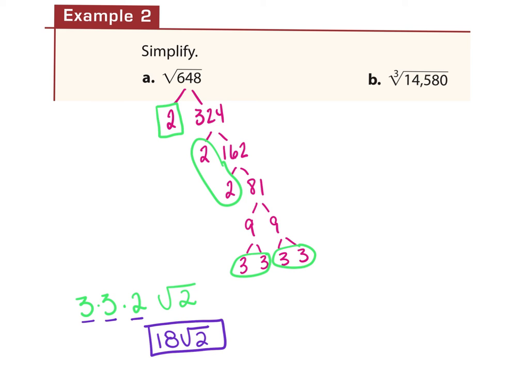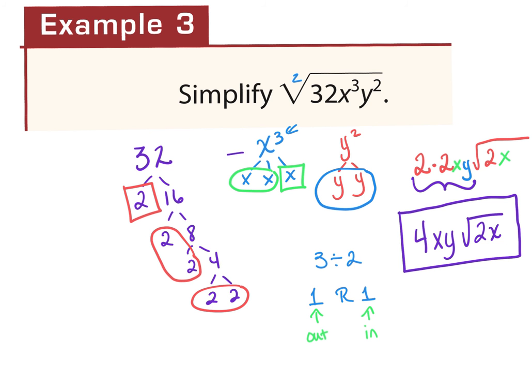Okay? So, I mean, we're not going to do the 14,580. So when you're doing variables, you can expand it. 1, 2, 3. Group them. Whatever can group can come out. Whatever cannot group will stay in. And you'll do it exactly the same way.